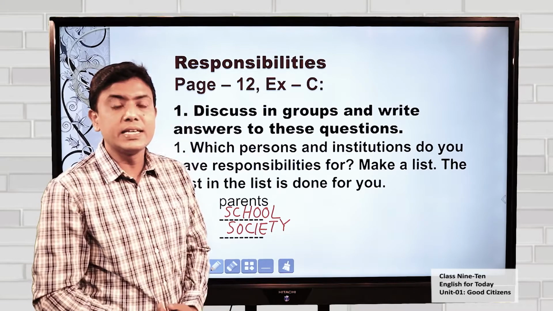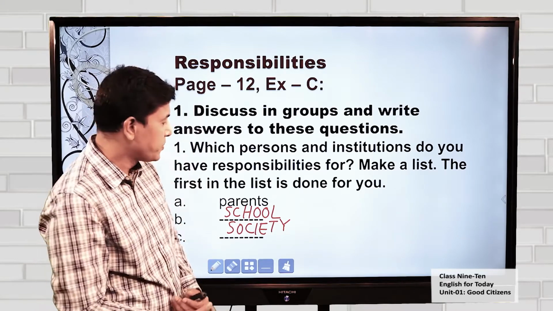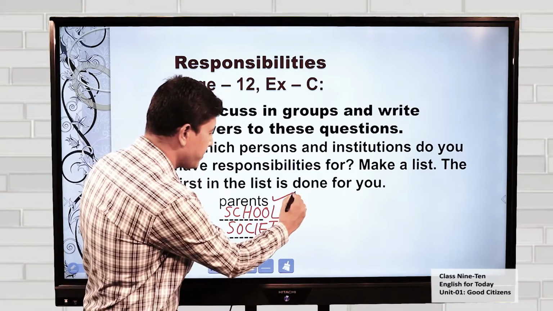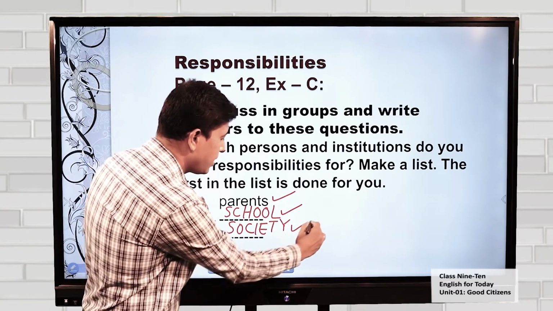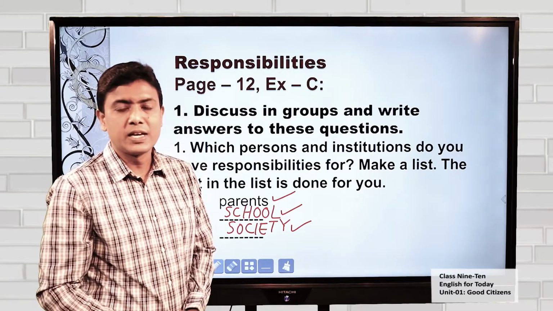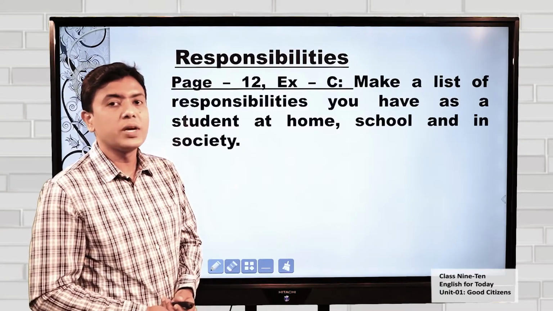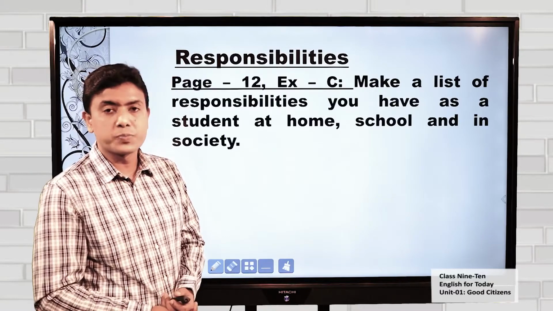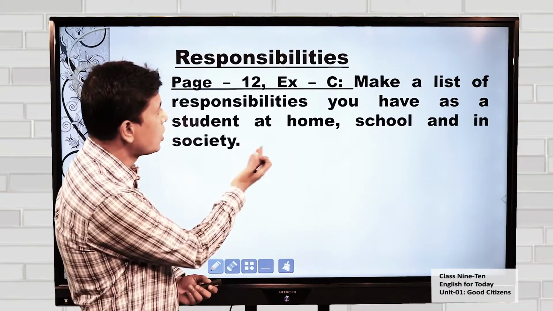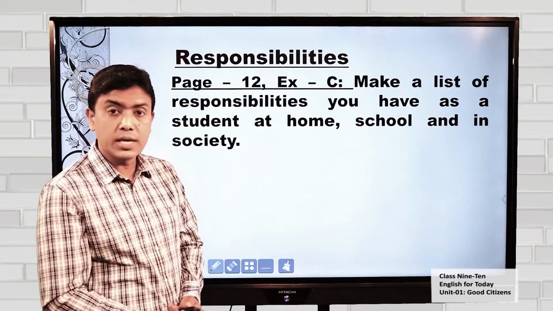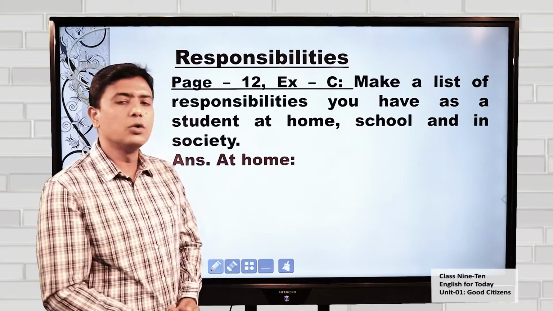So society is also very important. So you have responsibilities for your parents, for your school, and for your society. Let us learn more. Now, my dear students, in this activity, we are going to make a list of our responsibilities for our home, school, and society.